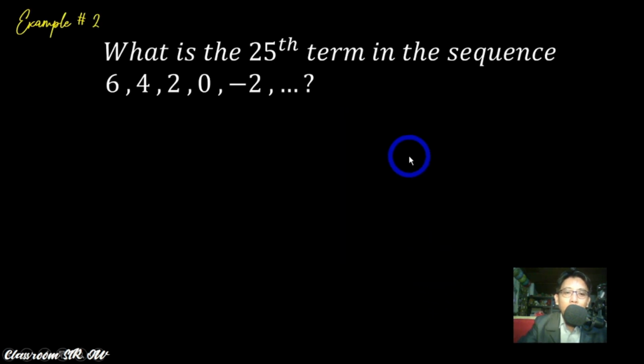Example number 2. What is the 25th term in the sequence 6, 4, 2, 0, negative 2, and so on and so forth? If you subtract the first term from the second term, we will obtain our common difference. So the common difference is negative 2 because 4 minus 6, that is unlike signs, so we subtract them. That gives you negative 2. 2 minus 4 is still negative 2. Therefore, our common difference is negative 2.